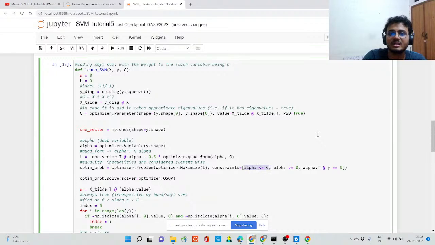These alphas are bounded. This is sort of a regularization that you're trying to do, and alphas are greater than 0, such that alpha transpose y equal to 0. You have all the notes there. It's just derivative and setting to 0, and you will get this constraint also.